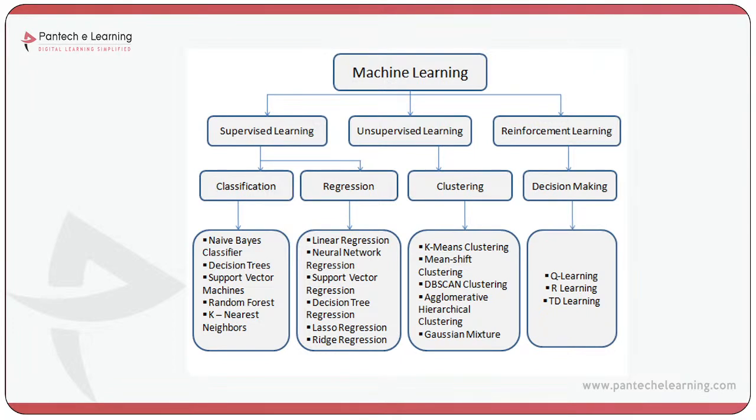Supervised machine learning can be categorized into two types: classification and regression. Classification can again be categorized into types, such as Naive Bayes classification. In Naive Bayes classification, we are using the decision tree and support vector machine. Random forest is one of the subparts of classification, and the k-nearest neighbor algorithm is also used only in the classification part. In regression, we are using linear regression, neural network regression, support vector, and decision tree.